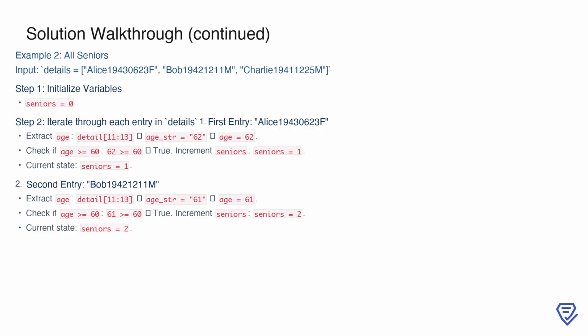seniors counter to 1. Moving to the second entry, Bob 1942121M, we extract the substring 61, convert it to an integer, and find that the age is 61. Since 61 also meets the condition, we increment the seniors counter again, bringing it to 2.